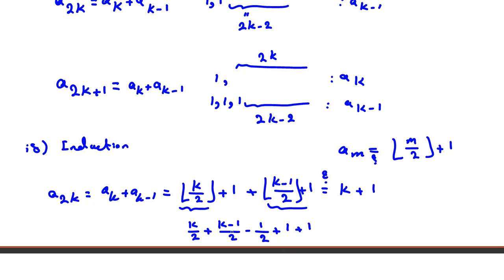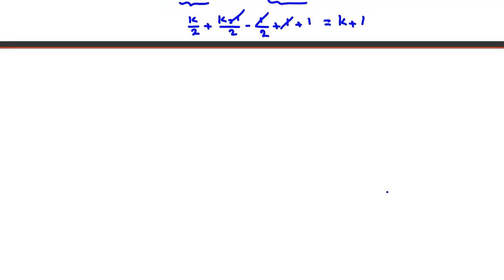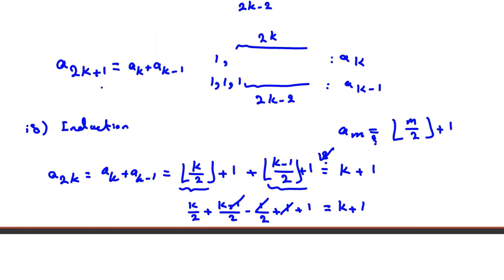So k over 2, k minus 1 over 2, minus 1 over 2, we can cancel this minus half with this. So k over 2 plus k over 2 is k, plus this one, k plus 1. So we proved this. Now for 2k plus 1, in exactly the same way, try to prove a_{2k+1} satisfies this. Try first on your own.